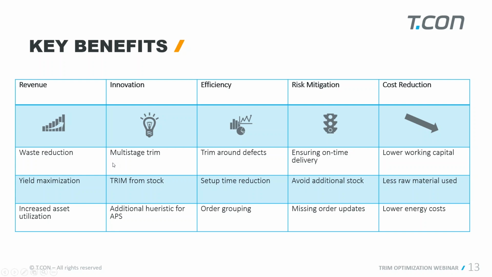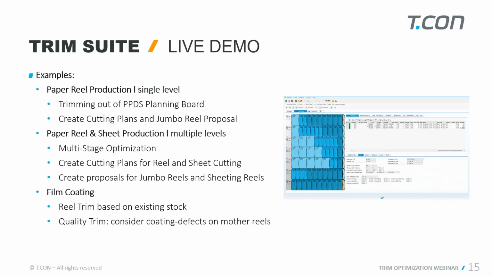Just to pick up a few of the items that I mentioned there, of course, trim optimization is always about waste reduction. This is obvious. But there is much more that we have to consider within trimming. One topic is, of course, maximizing the yield if there is tolerance being provided by the sales orders. There is something like reducing setup times. Eventually, we have to minimize the material you have on stock by executing trim based on existing stock, and lots of other things. But I would like to stop here showing the slides and switch to a system demo.